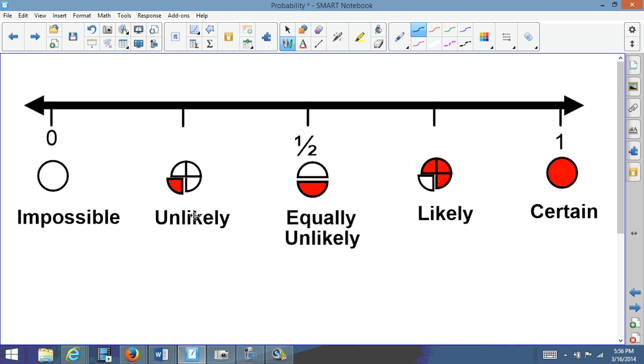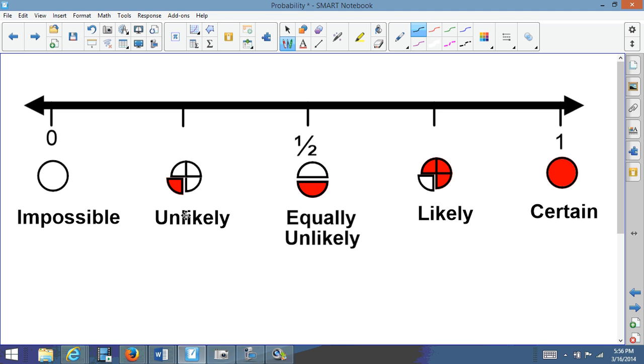Basically, if an event is to occur 25% of the time, one-fourth, it is unlikely. You've heard of the saying 50-50. That's half of the time, equally likely, or likely, the 75% chance. And if it's definitely going to occur, that's 100% probability, certain.